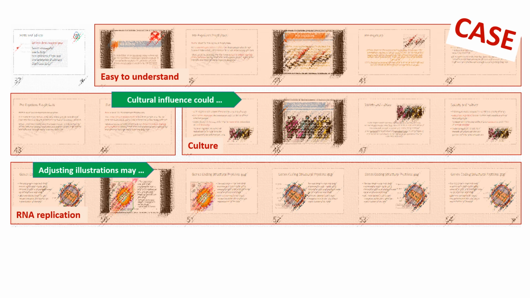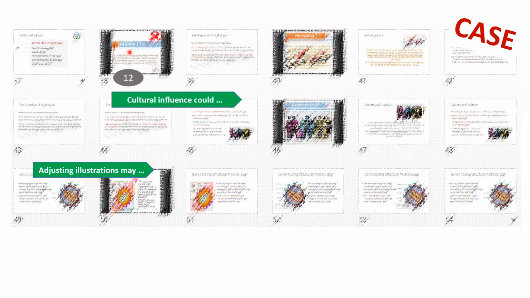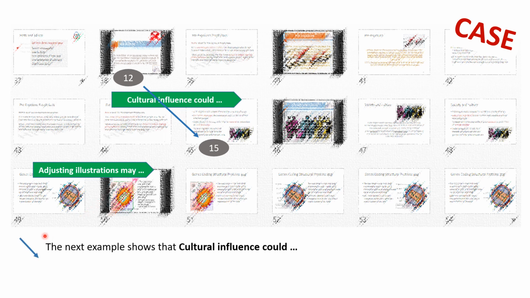And from home, I had also considered timing. After 12 minutes, I would start up on this topic, and after 15 minutes on this topic. So I could save 3 minutes by jumping directly from this slide to slide number 45, pressing 4, 5, enter on my keyboard. And from home, I had considered that I would start the topic with these words. The next example shows that cultural influence could, and so on.